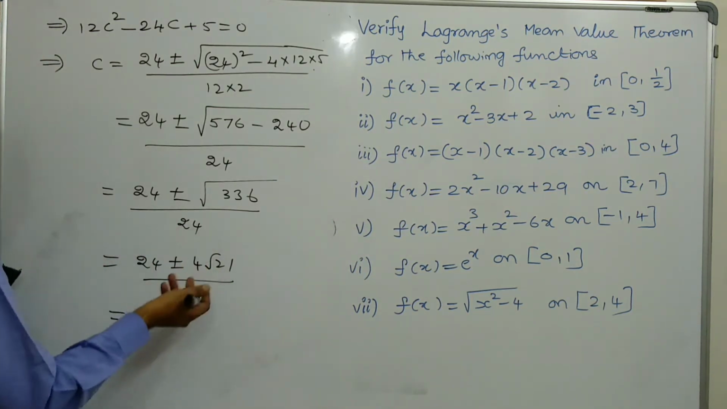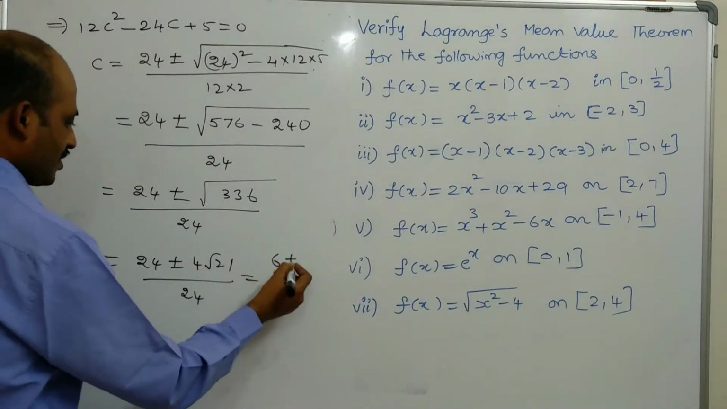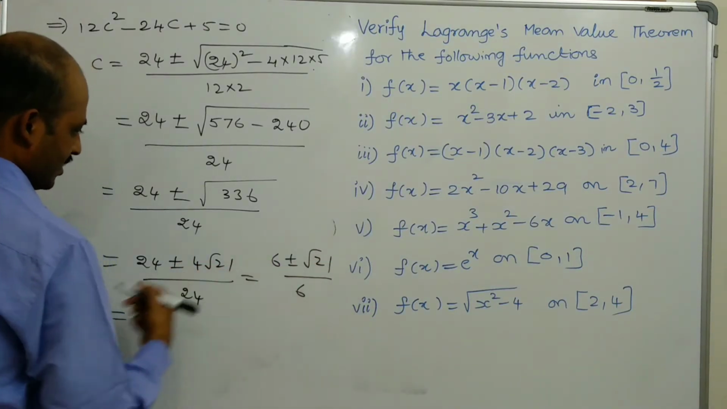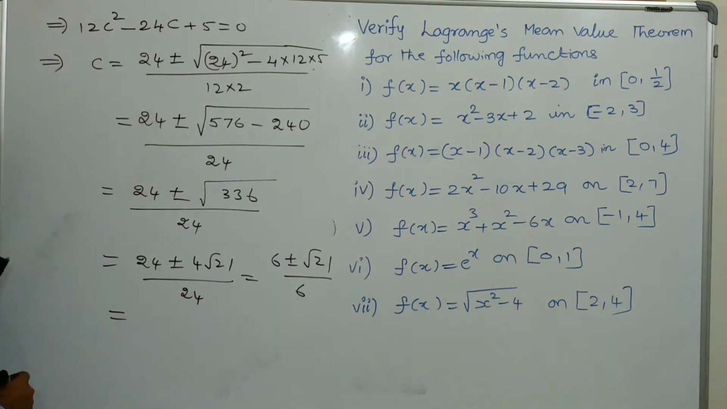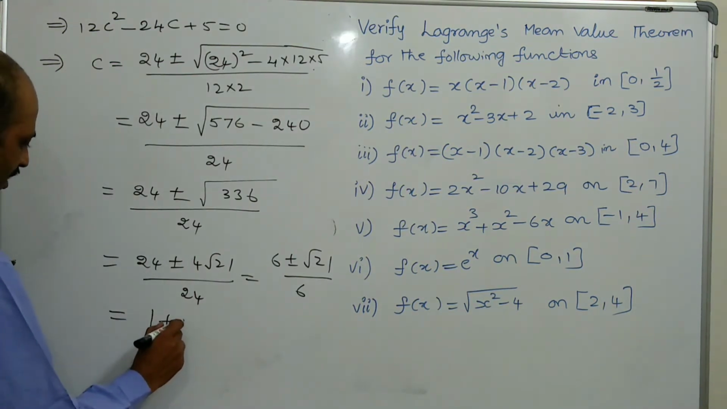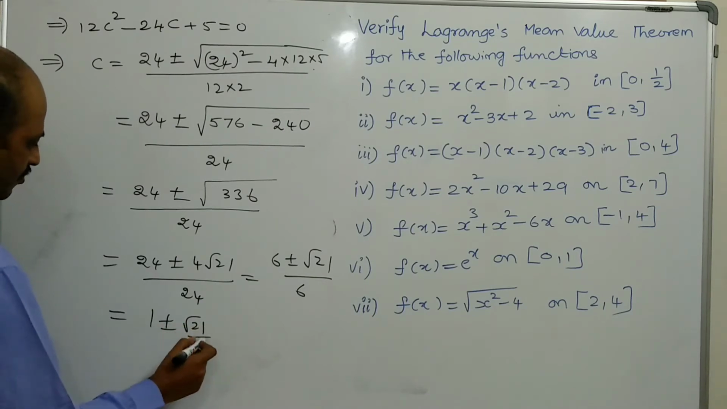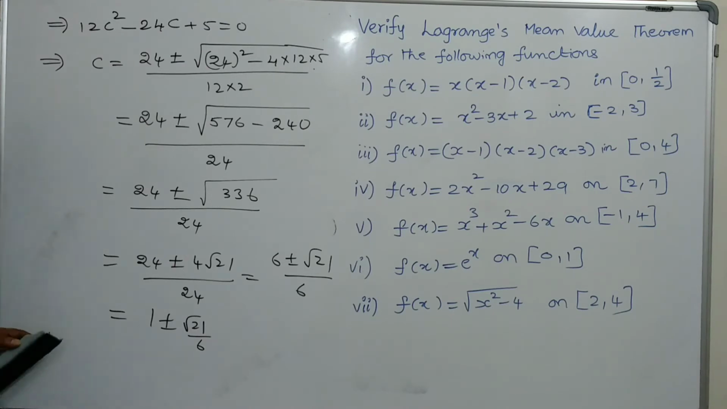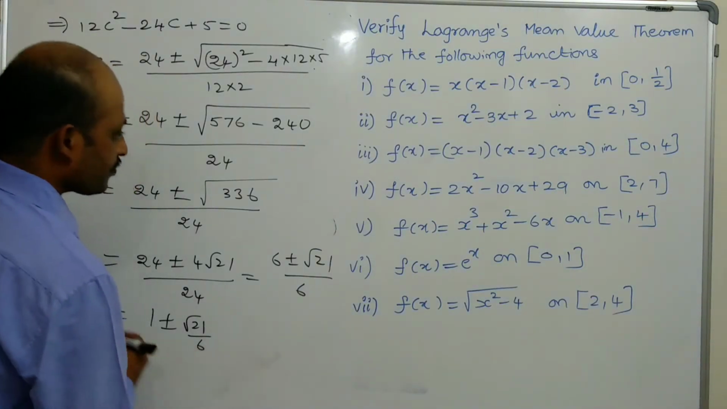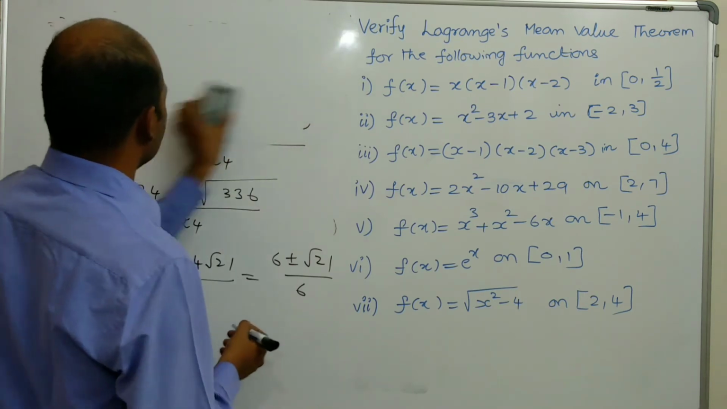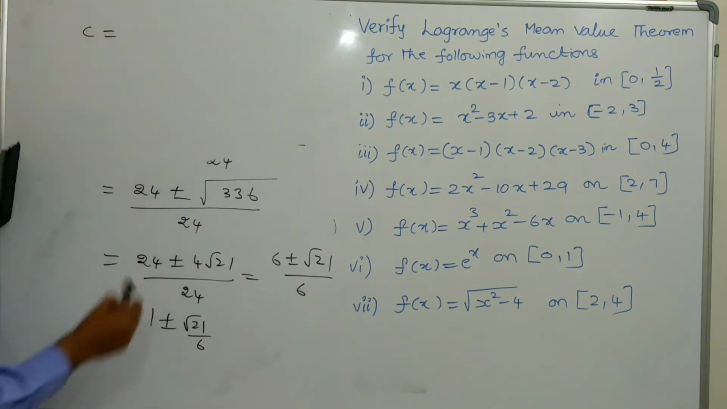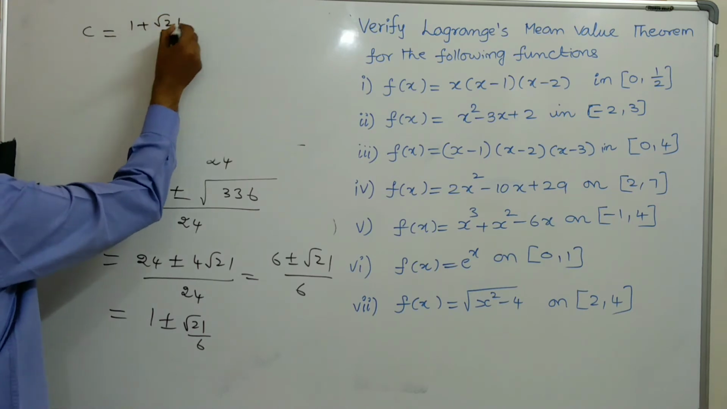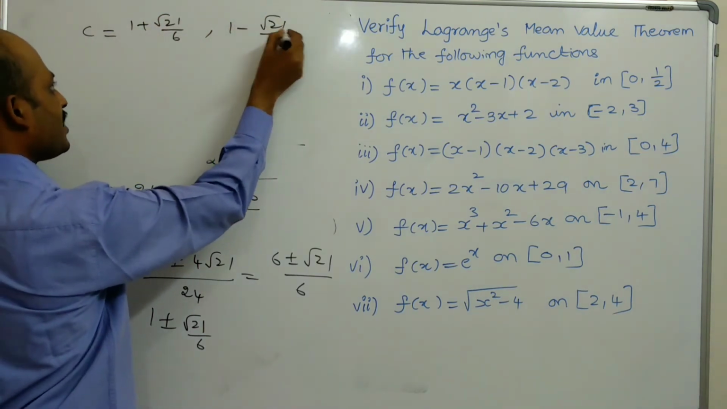Divide the numerator and denominator by 4. You get 6 plus or minus root 21 by 6, which is 1 plus or minus root 21 by 6. You observe that there are two values for c: c is equal to 1 plus root 21 by 6, and 1 minus root 21 by 6.